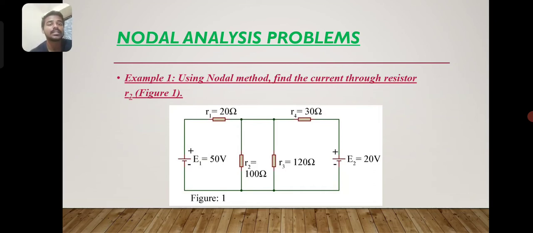E1 is 50 volts, resistor 1 is 20 ohms, resistor 2 is 100 ohms, resistor 3 is 120 ohms and resistor 4 is 30 ohms. E2 is equal to 20 volts. In this diagram, we need to find the current through resistor 2.